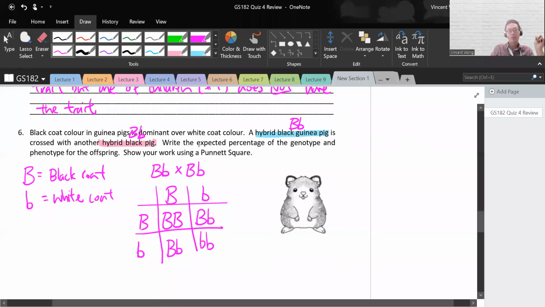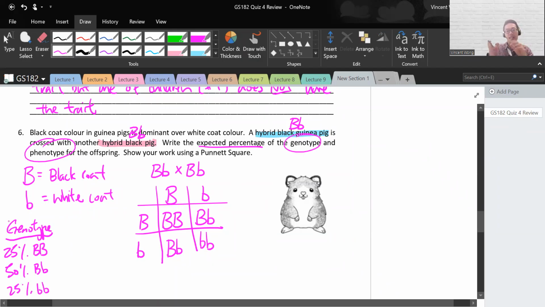The question asks you to calculate the expected percentage of both genotype and phenotype. So looking at this table, you can say for the genotype, there is going to be a 25% chance for big B, big B, 1 out of 4 boxes, right? 50% chance of getting big B, small b, and 25% chance of getting small b, small b. So that's the genetic makeup.